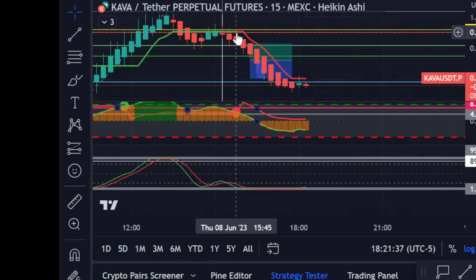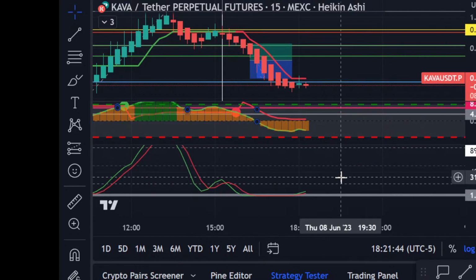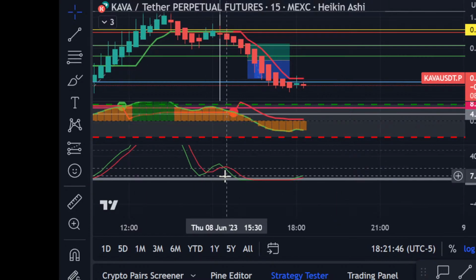So here's our trend right here. It hits. Now we've got a red moon in the 15-minute, and it's still slightly coming down. All right, you see right there? Still right here, if I wait for my trend, it's coming down to the bottom.